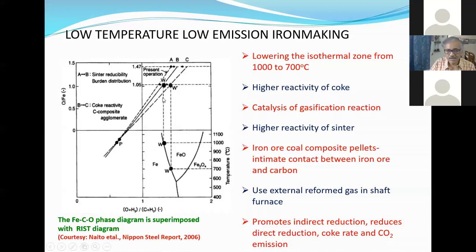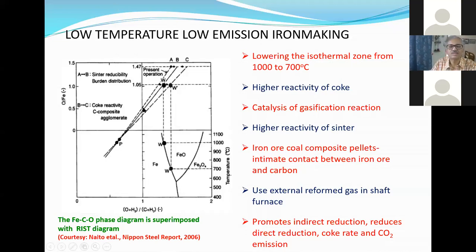From the diagram also you can find this, if you project this line onto the diagram. This point W is the Fe-FeO equilibrium point. At 1000 degrees centigrade, O/C is 1.3 and the O/Fe ratio of wustite is 1.06. Now, if you decrease the temperature of the isothermal zone and come here, you can see the wustite equilibrium point shifts to the right. So what happens then? This line is the optimum line.